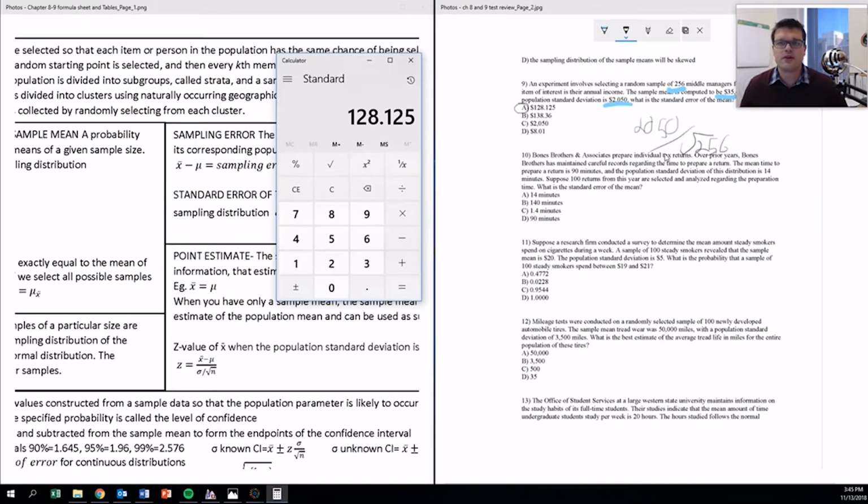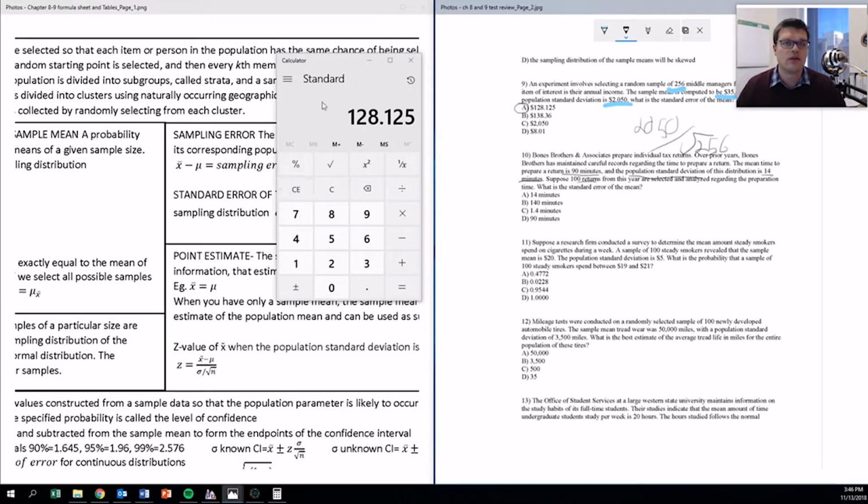Okay. Bones Brothers and Associates prepare individual tax returns over prior years. Bones Brothers has maintained careful records regarding the time to prepare a return. The mean time to prepare a return is 90 minutes. The population standard deviation for the distribution is 14 minutes. Notice there, really important is the population standard deviation. When we have a population standard deviation, we use z-scores. If we have only the sample standard deviation, we use t-scores. Okay, so suppose 100 returns from last year were selected and analyzed. What is the standard error of the mean?